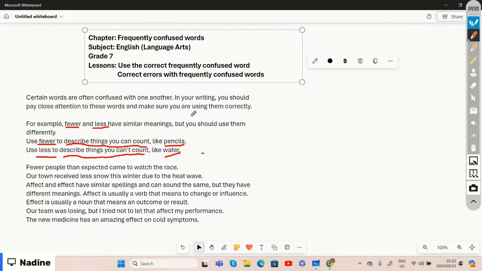So, once again, fewer and less is but an example of how we can confuse words that might have similar meanings, when we have to choose a context in which we use that word. We said fewer is to describe things that you can count, like your pencils, and less we use to describe things that you cannot count.